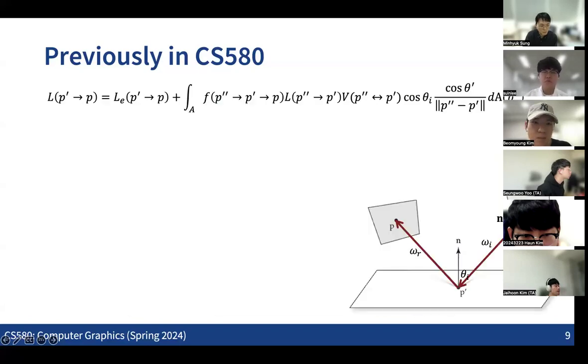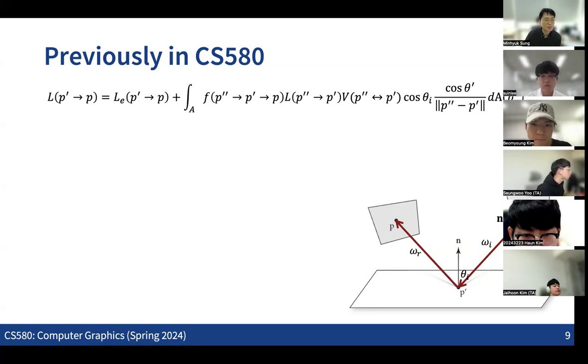For that, what we did last time is rewrite the reflection equation as the light transport equation, which has the light source term on both the left-hand side and the right-hand side. So we have a recursive form of the equation.